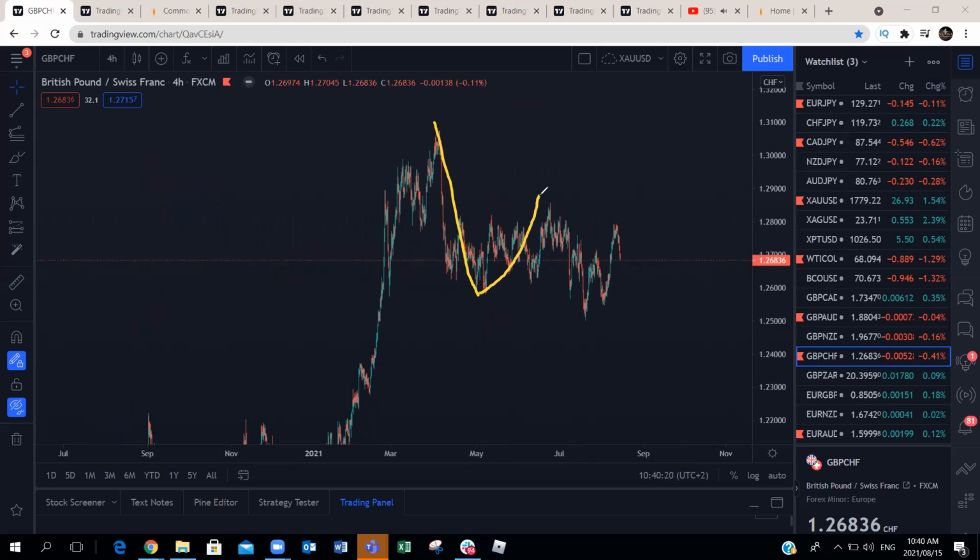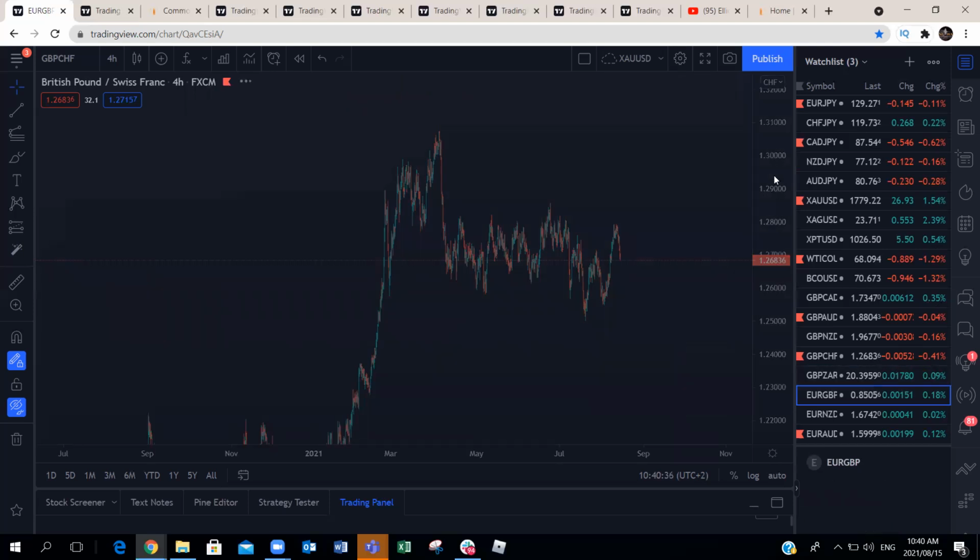This one being 3 waves up here, 3 waves down here, and this one being 3 waves. So that means the bigger structure there is a running flat, and we're now going to start looking for more downside here on Pound Chief. So look for entries here for more downside. Right, so that is Pound Chief.